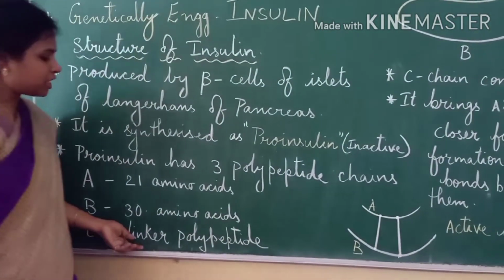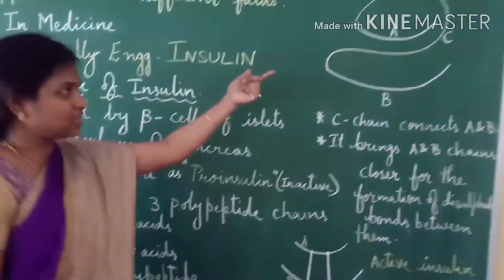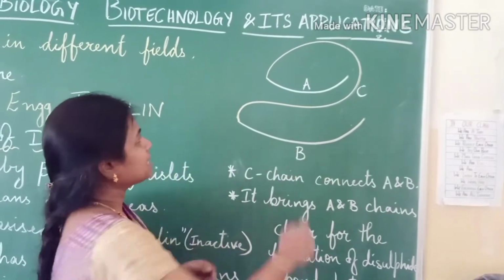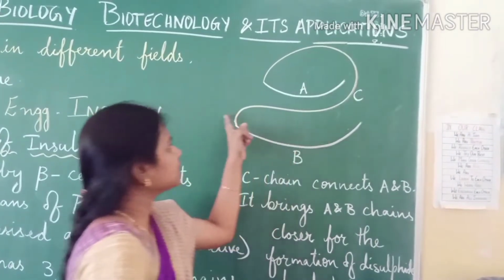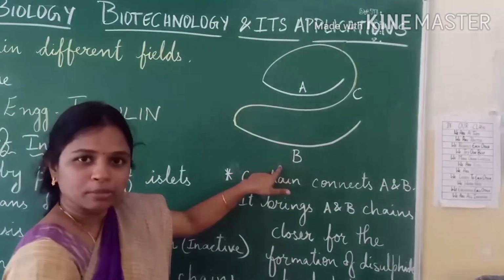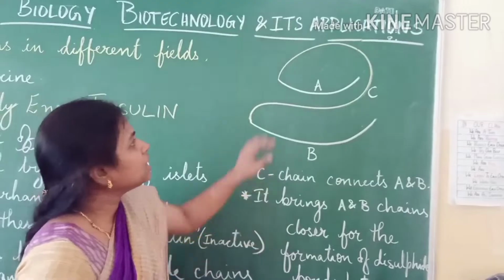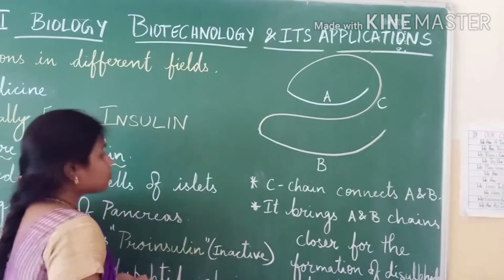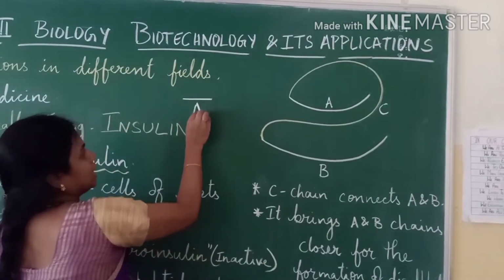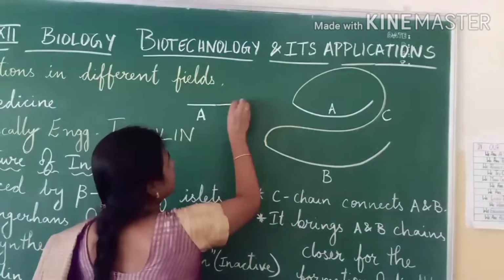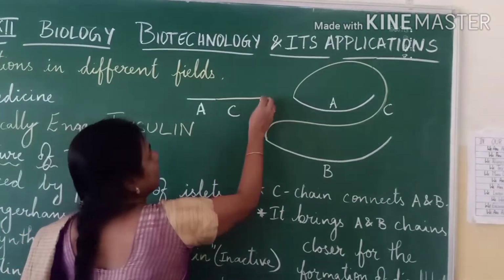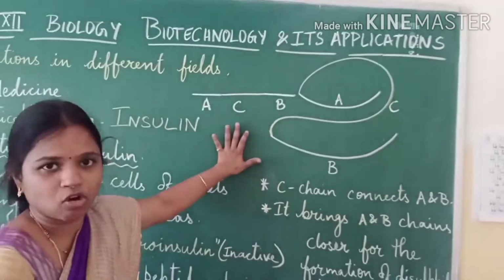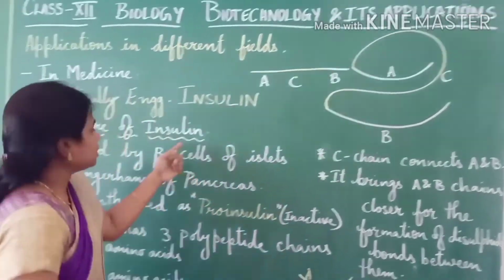The C polypeptide chain acts as a linker, as you can see in this diagram. This is the A polypeptide chain, this is the B polypeptide chain, and C acts as a linker. It links both A and B. If we draw these polypeptide chains in a linear fashion, this is A, here you have the sequence of C, and again you have the B polypeptide chain. So this is the linear arrangement of polypeptide chains in insulin.